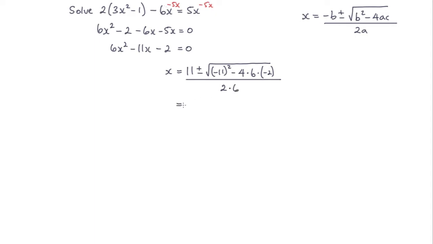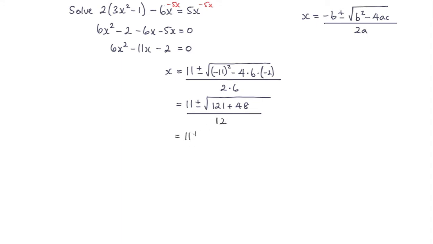Going ahead and simplifying here, so we've got 11 plus or minus the square root of negative 11 squared, well, that's 121. We got 4 multiplied by 6 is 24, multiplied by 2 is 48. And these two negatives will be a positive, so that's 48 here. And that's all over 12.